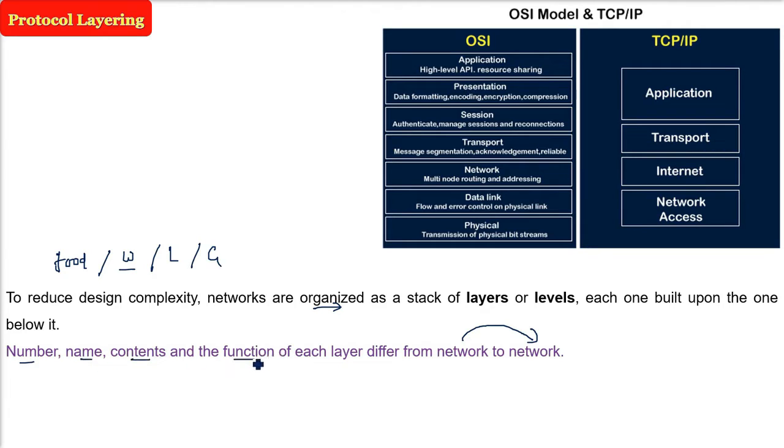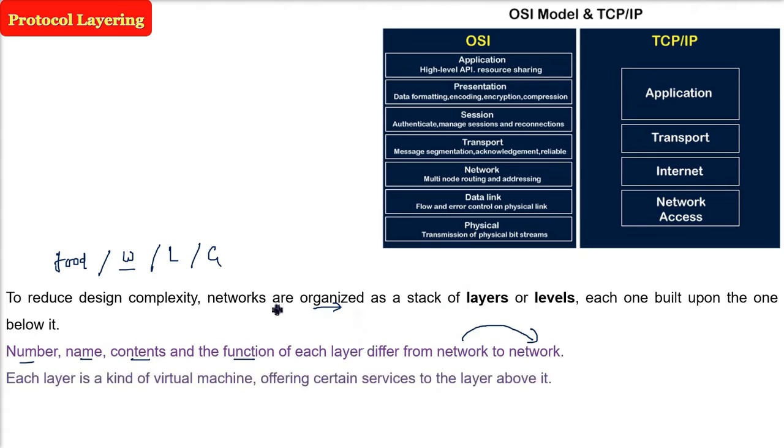So network to network it will differ, but the whole idea of the layer concept is known. A layer is nothing but a virtual idea being given to you. It's a virtual machine. Every lower layer is offering some services to its upper layer. OSI reference model, TCP/IP reference model. Again, let me tell you, they are reference models. It is your responsibility as a network designer to implement them.